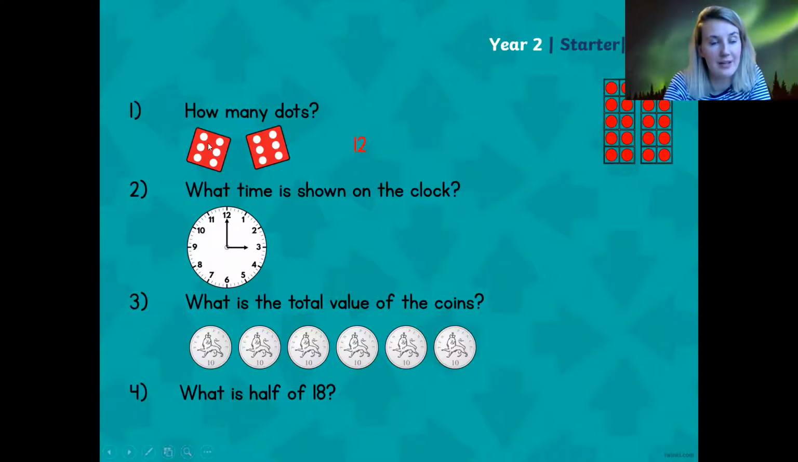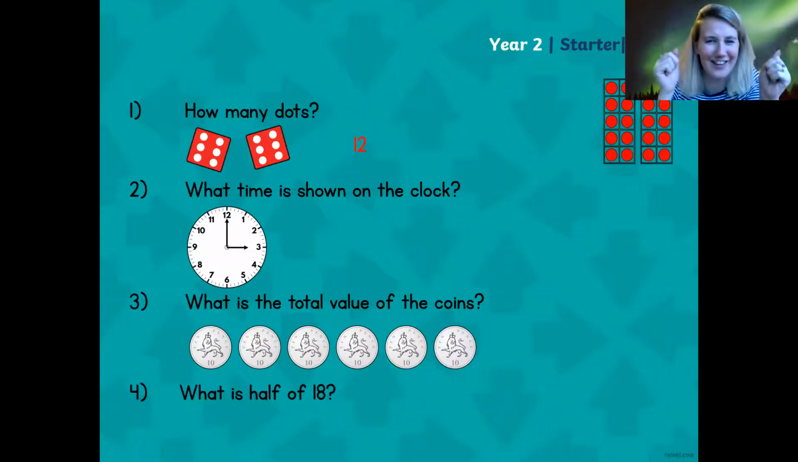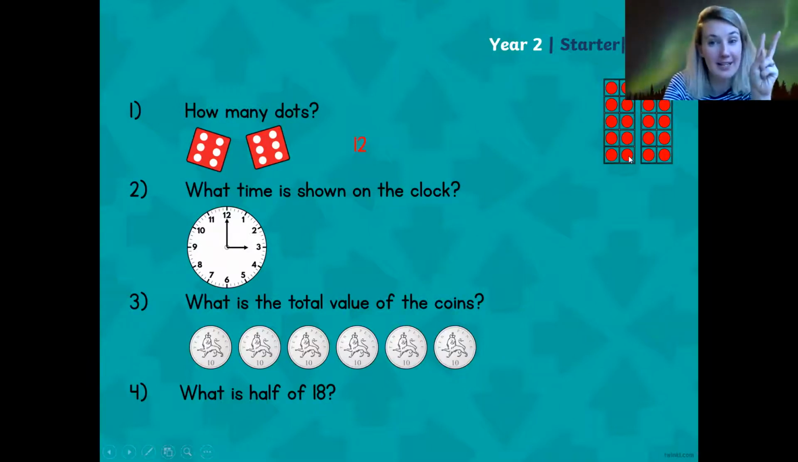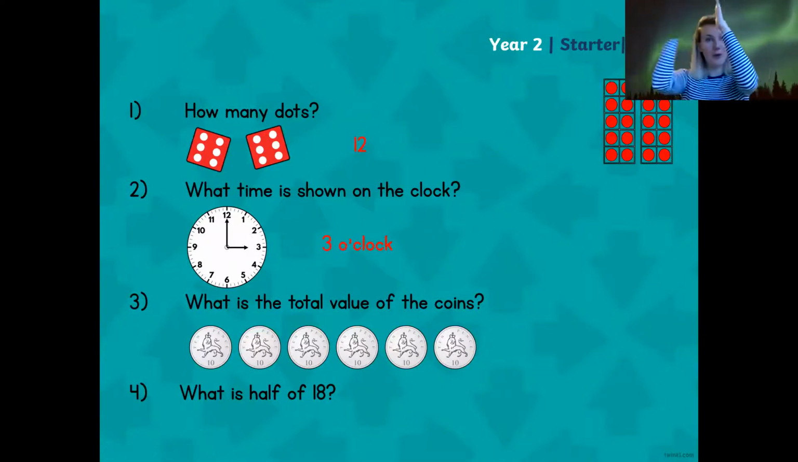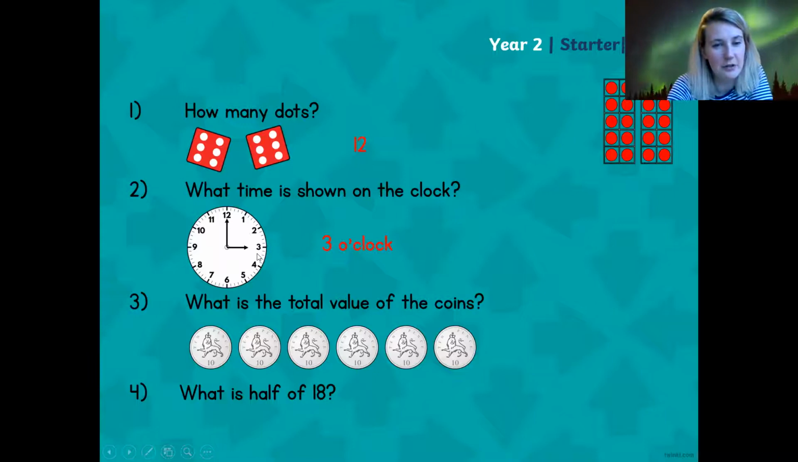So how many dots are there? You know, don't you? Can't do hands up, but you know it's 12. You can talk to me, you can talk to the screen, I can hear you. Over here, you've got two tens, 10, 20. Question two, 3 o'clock. So 1 o'clock, 2 o'clock, 3 o'clock, tick tock, tick tock. And look, the little hand is on the 3. The little hand is the hour hand, remember?